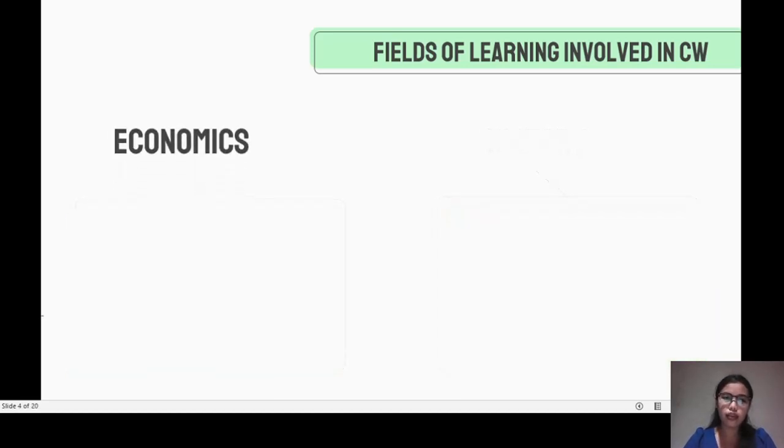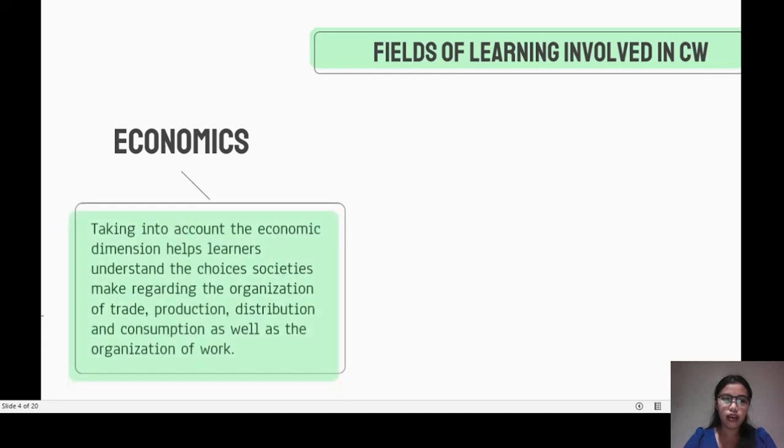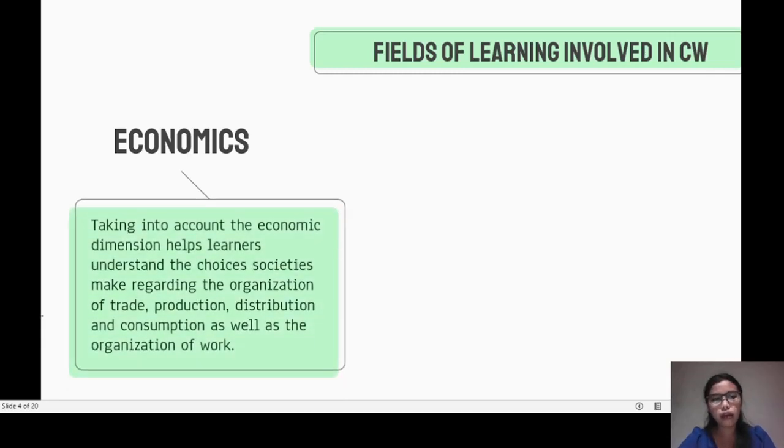So the next one is, of course, economics. Taking into account the economic dimension, it helps learners understand the choices societies make regarding the organization of trade, production, distribution, and consumption, as well as the organization of work. So CW mainly focuses on and tackles history and economics, more on economics.